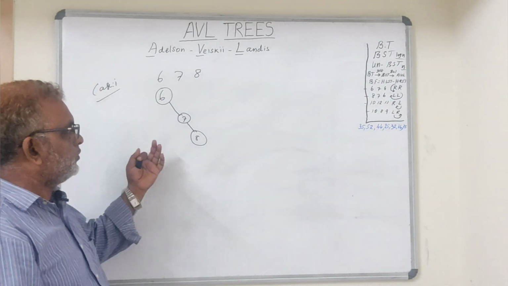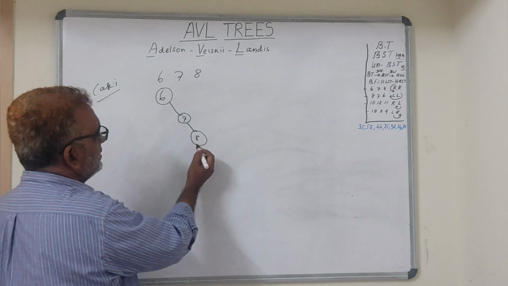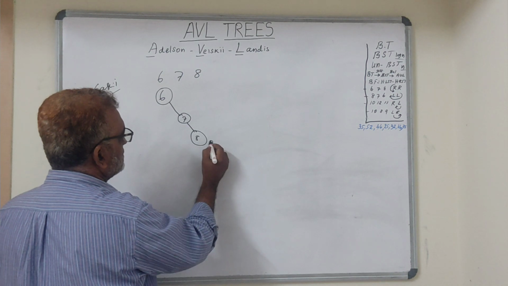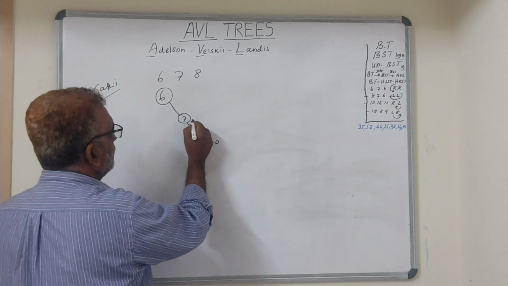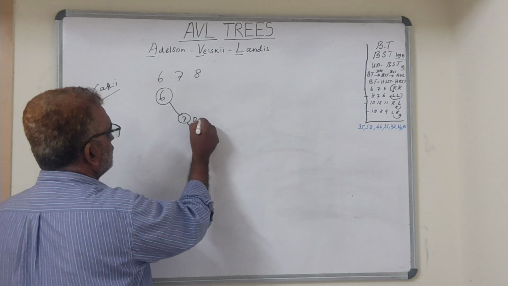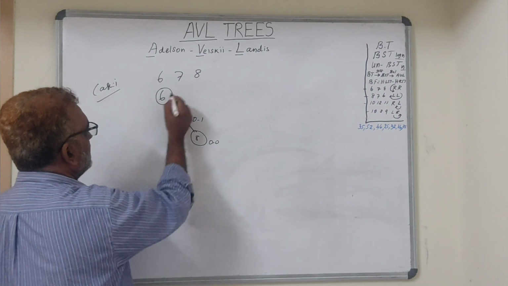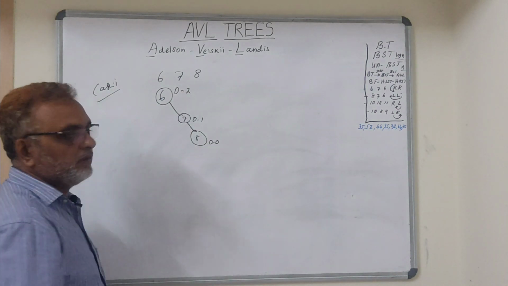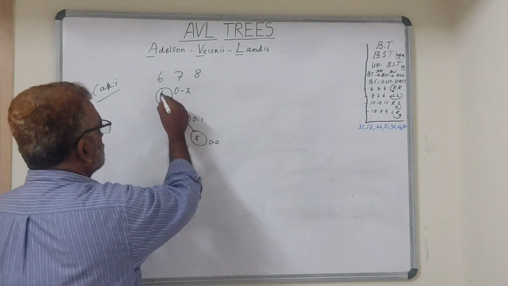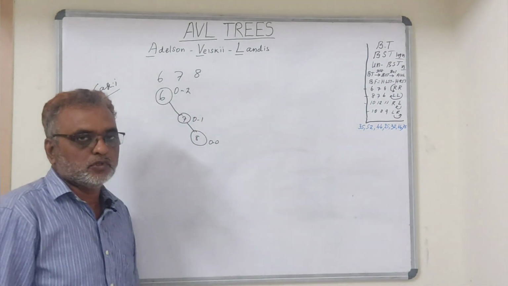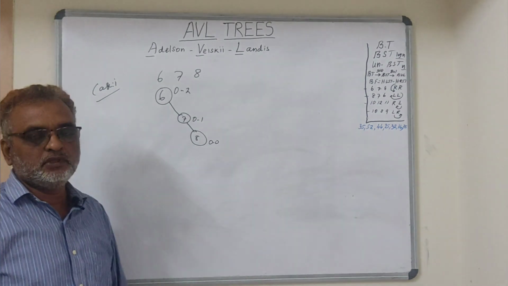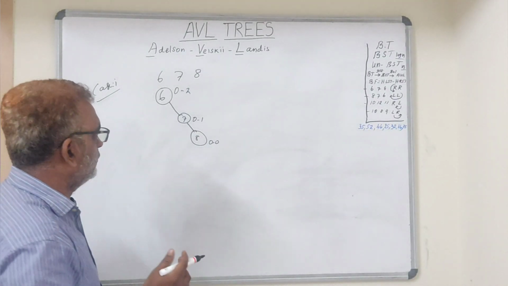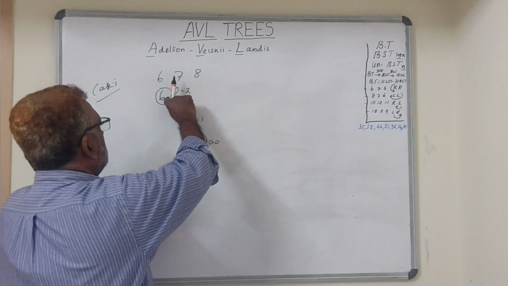So what is required? If you calculate the balance factor here, there is no left and no right, so this is 0 minus 0. Here there is one right, so 0 minus 1. And here you have 2 nodes on the right, so 0 minus 2, and the value is 2 now. So what you have to do is perform a rotation operation to make this tree balanced. Actually the problem occurred here.